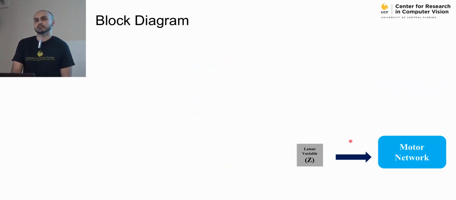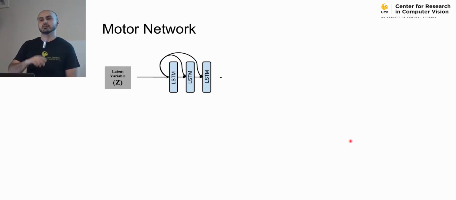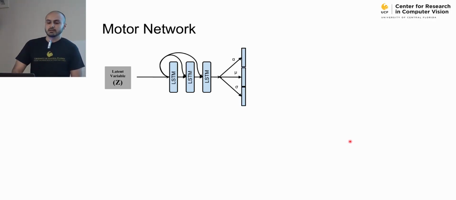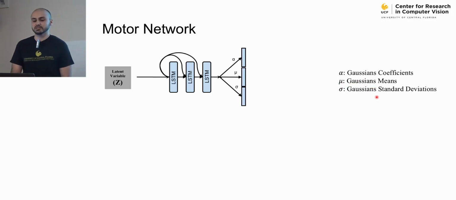And at the end, we have a motor network. The motor network takes a latent variable z. It has 3 LSTMs stacked, and we use skip connections to make the training easier. The motor network produces a mixture of Gaussians for us. So we have a vector named alpha, which are the Gaussian coefficients, mu, which are the Gaussian means, and sigma, which are the Gaussian standard deviations.